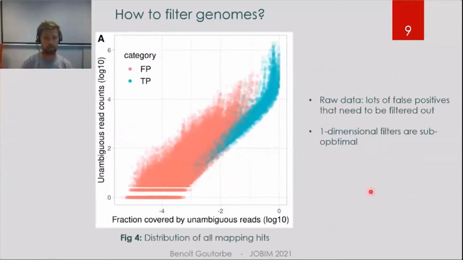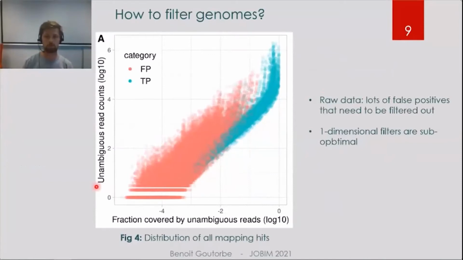On the x-axis you find the fraction covered by unambiguous reads, and on the y-axis the unambiguous read counts. You can first notice that there is a huge amount of false positives, shown in red, that need to be filtered out.